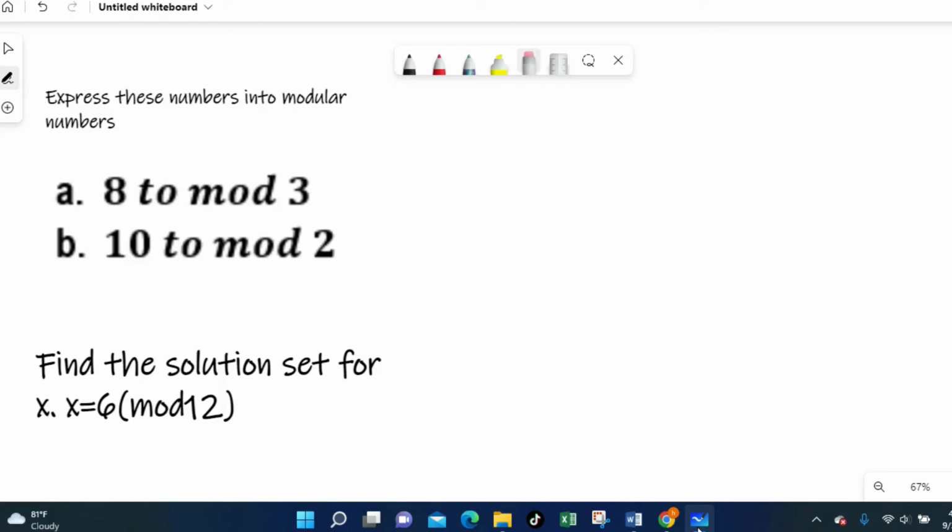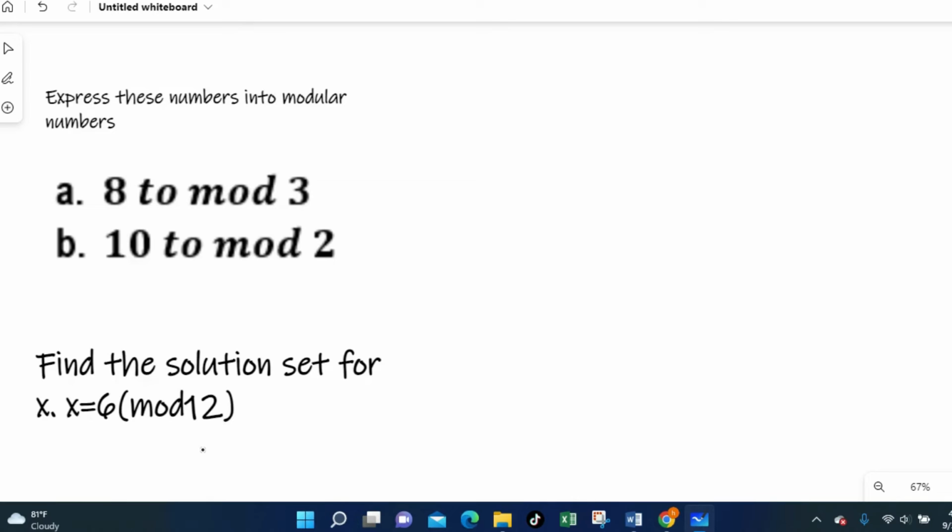So the first question, we are asked to express these numbers into modular terms. We are asked to express 8 mod 3 into modular terms and 10 mod 2. And question B says we should find the solution set for x, where x is equal to 6 mod 12. Now let's look at the first one. We are asked to express them in modular numbers.